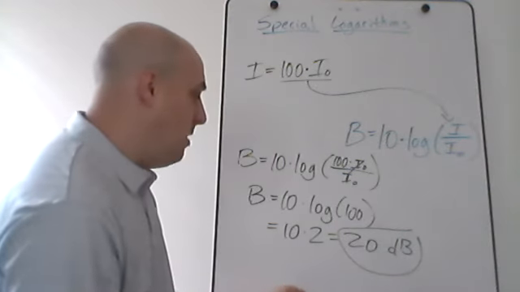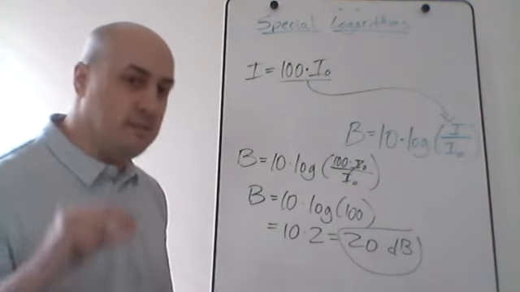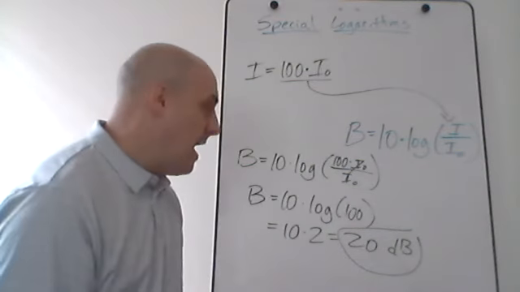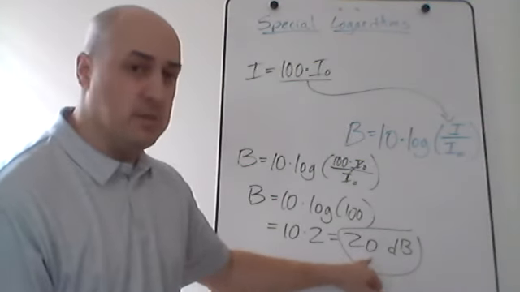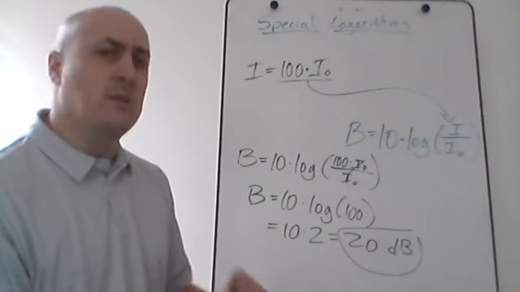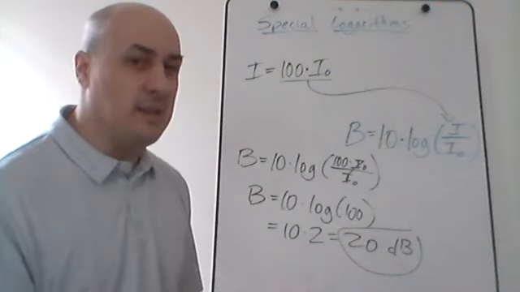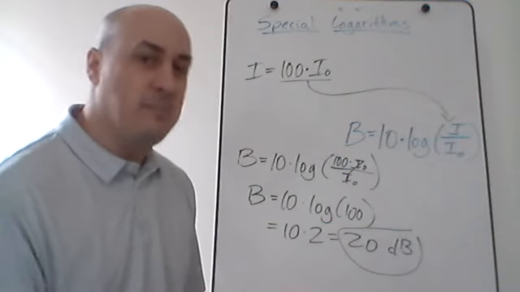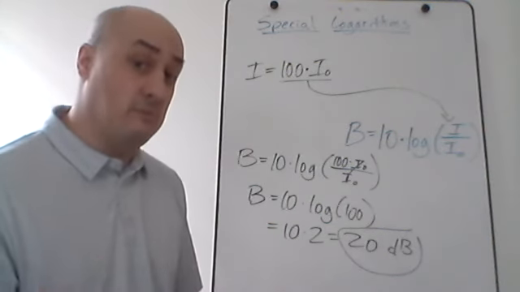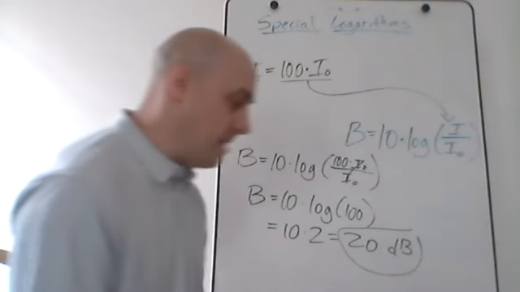So that sound that's 100 times more intense than the most barely audible sound has a decibel level of 20 decibels, which I'm pretty sure is still a pretty quiet sound. Things that are pretty loud are near 100 decibels, I think, maybe a little bit more than 100 decibels for things that are really loud. So 20 decibels is not too loud.